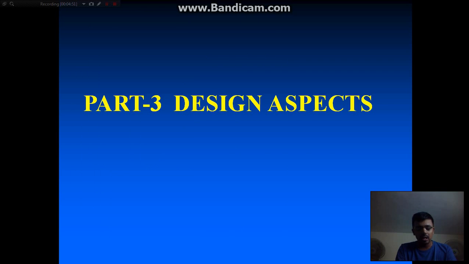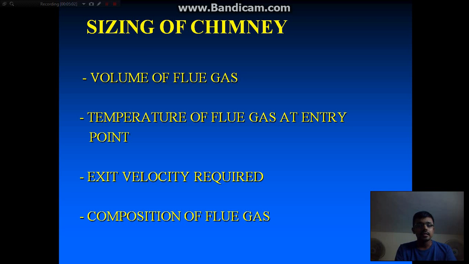Now, talking about moving ahead with the design aspects. In the third module of our lecture, we'll discuss the design aspects for steel chimneys. The sizing of the chimney deals with four basic criteria. The first is the volume of flue gas. The second is the temperature of the flue gas at the entry point. The third is the exit velocity required for the flue gas, and the fourth is the composition of the flue gas. These four basic points are important for deciding the size of a particular steel chimney.